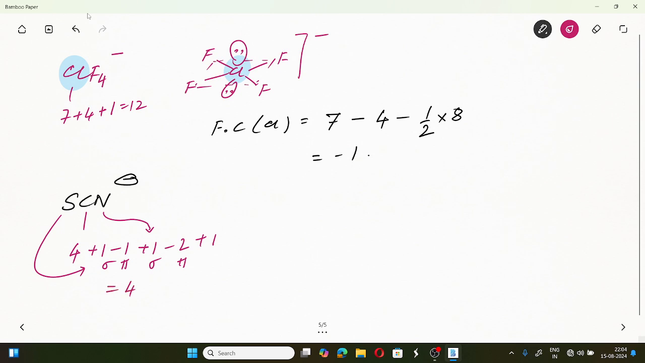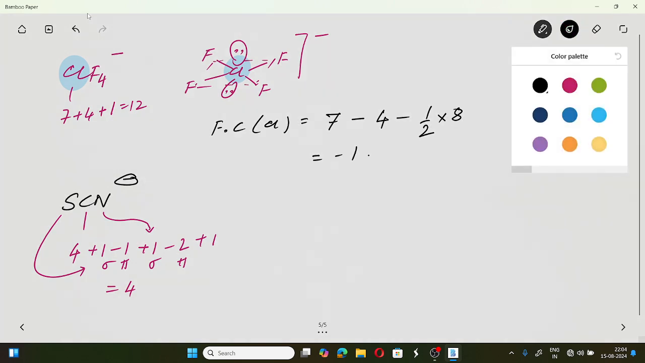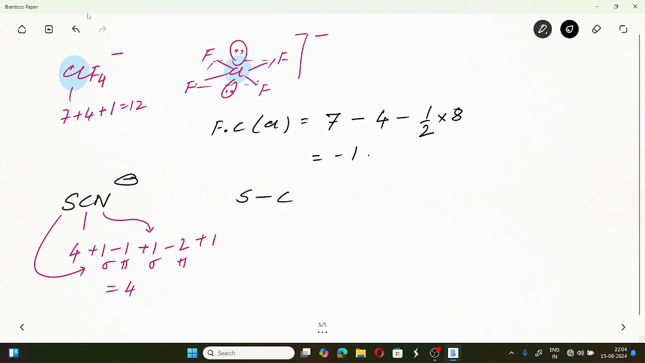4 means the structure should be linear. So if the structure is linear, S, C, N, isn't it? The structure should be linear. So we can write down the structure like this, I have put a double bond. With nitrogen there should be a triple bond, but once we give a double bond here, the valency of carbon is satisfied, isn't it? So for thiocyanate, in this case, you'll find that there will be a negative charge over nitrogen, and this is what we call isothiocyanate.